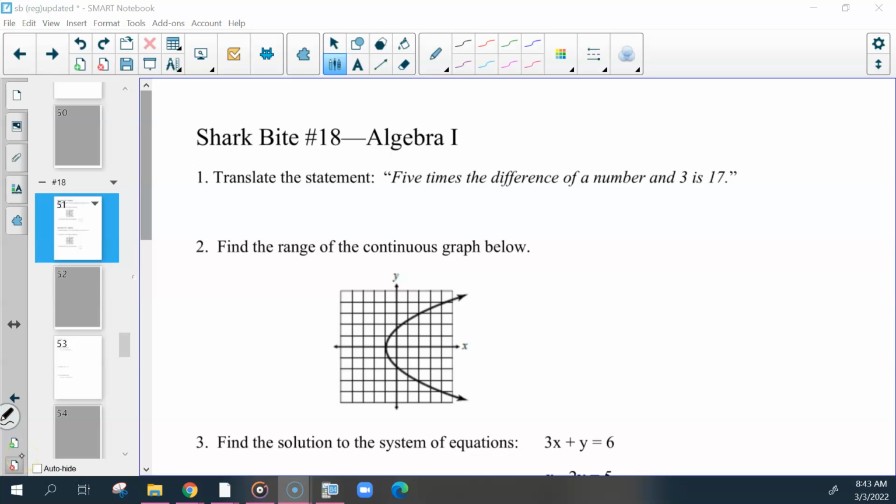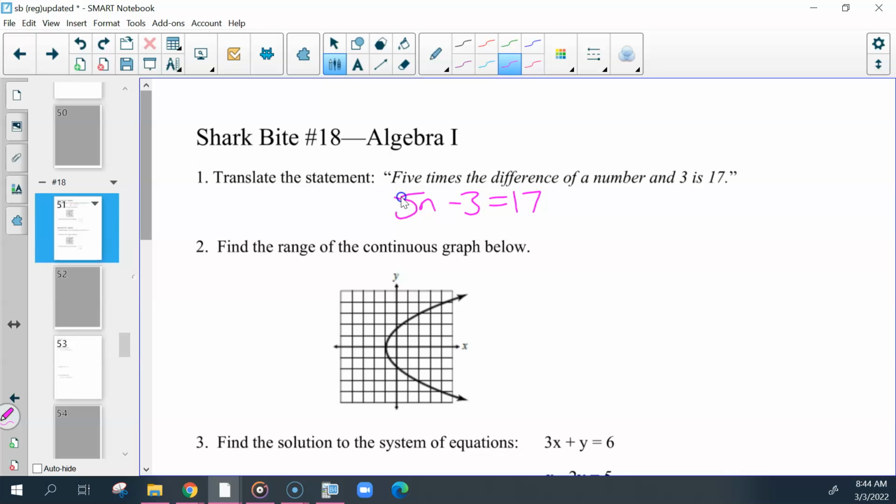For 18, number 1: 5 times the difference of a number and 3 is 17. Who wants to tell me what they got for that one? Javier, let's just do the next one, okay? Who were you raising again? Okay. I got 5n minus 3 equals 17. You could have made that a different variable, but 5 times some variable minus 3 is 17.